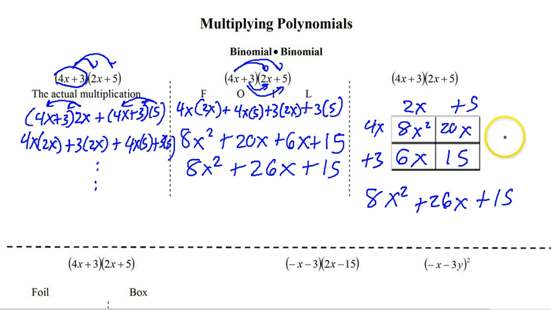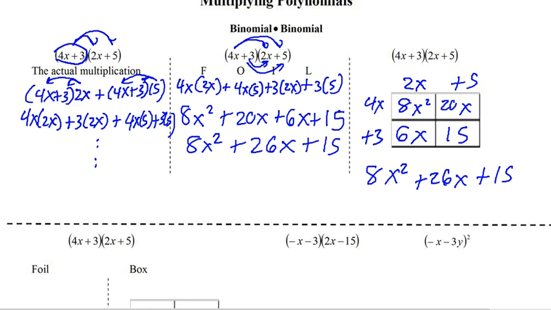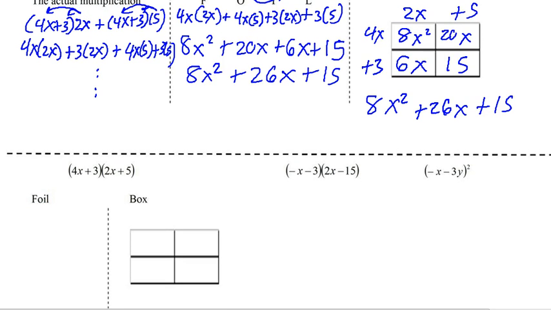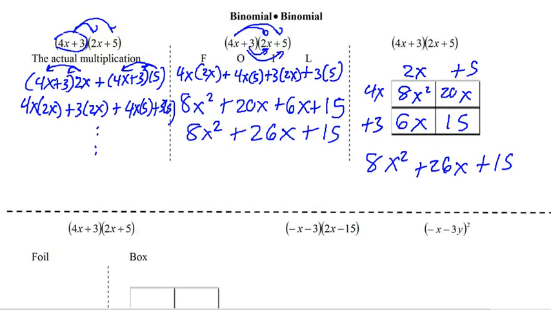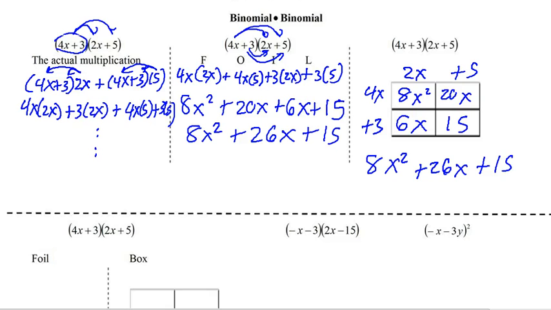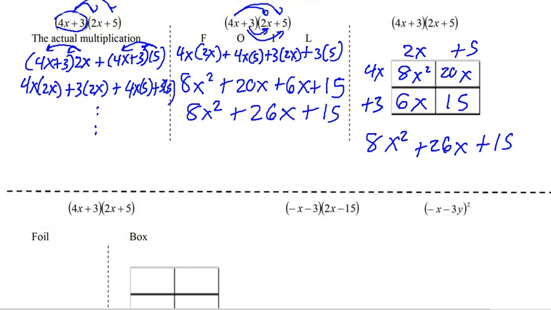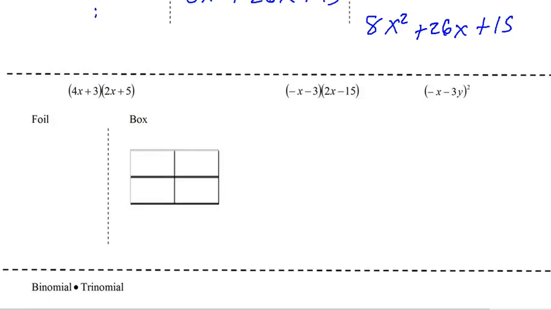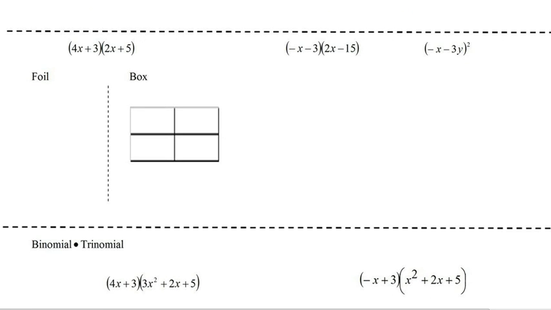So it's your choice. You can use FOIL, box, or even the actual distributing method. My preference is FOIL because it's quick, and the more you do it, the easier it gets. Box method is also nice too, especially when you get to factoring. So those are my 2 preferences.